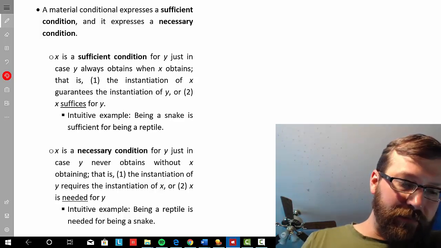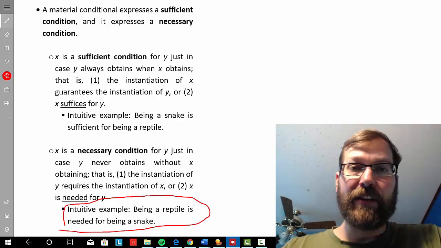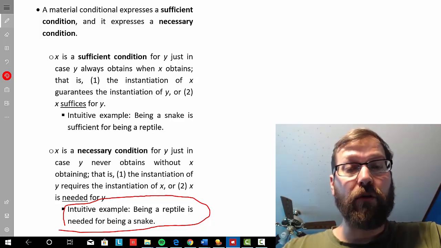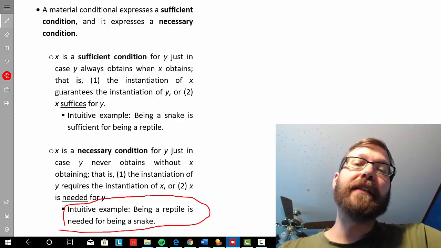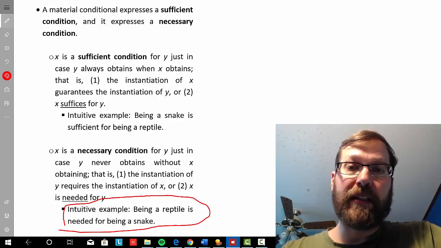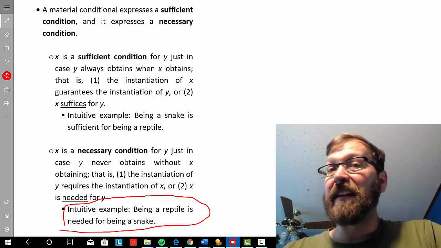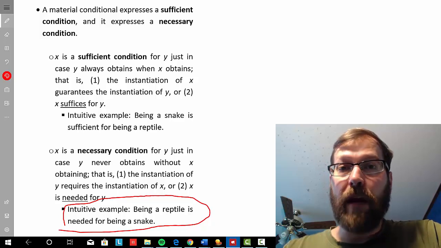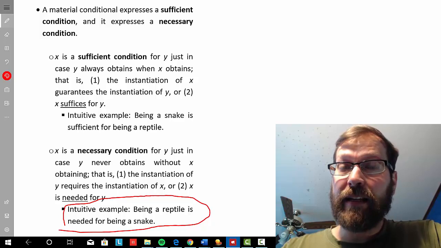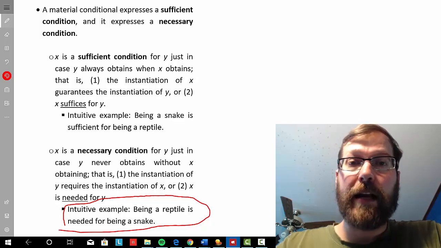So again, we can use the same sort of example. Being a reptile is required for being a snake. You can't be a snake unless you're a reptile. So you have to meet that requirement of being a reptile before you can be a snake. Now, just because you are a reptile, that doesn't guarantee that you're a snake. Maybe you're a lizard, but you can't be a snake if you're not a reptile. That's why being a reptile is a requirement for being a snake.